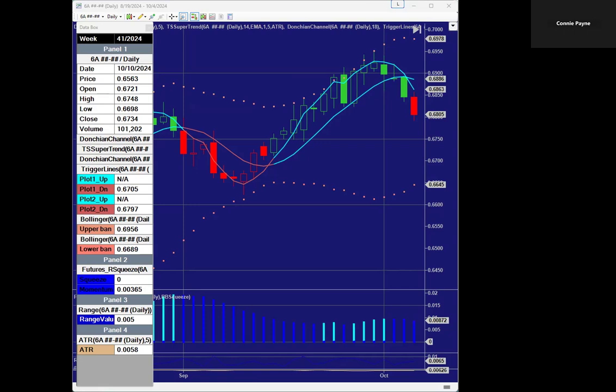6904 minus 6782 equals 122. The difference is 122, and if you put a point in there, it's 0.0122, which is equal to 122 ticks. That's how big our stop loss is on one contract.